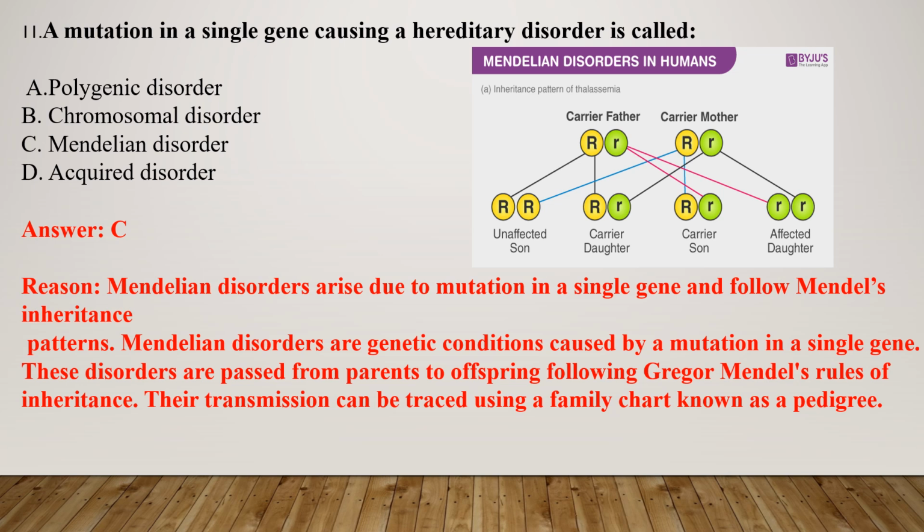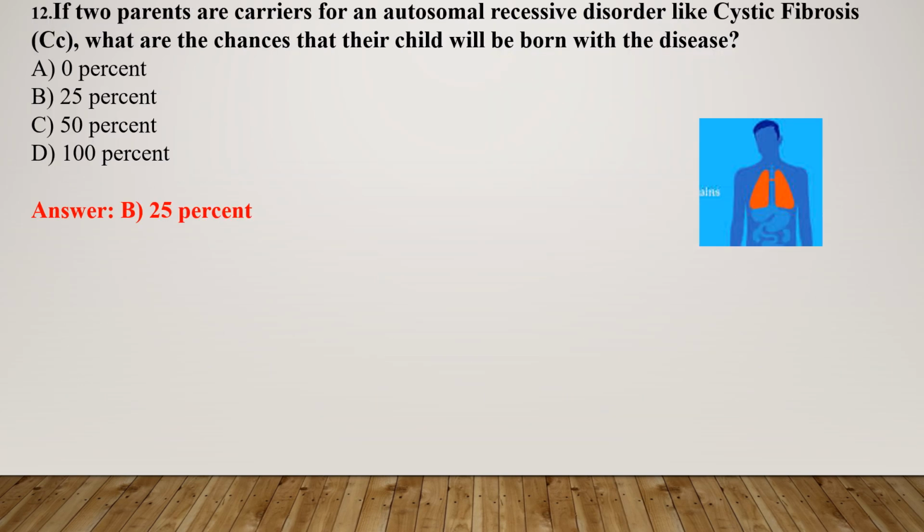You can see children here, and both the parents are carrier parents. You can see an unaffected son, a carrier daughter and a carrier son, and a completely affected daughter. So this is the condition.